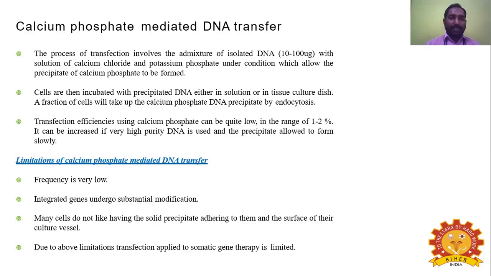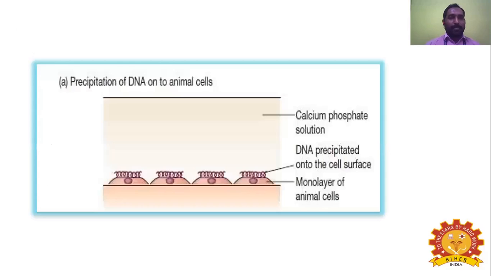If you see the limitations of calcium phosphate mediated gene transfer, the frequency is very low, and the integrated genes undergo substantial modifications, and many cells do not have solid precipitate adhering to the membrane and the surface of the cultured cells. Due to these limitations, the application of transfection to somatic gene transfer therapy is limited.